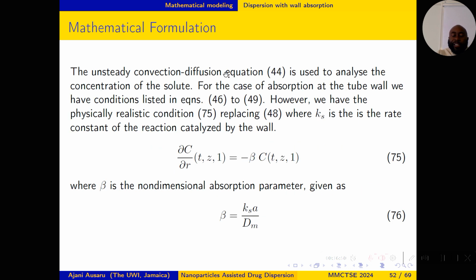So the unsteady convection diffusion equation you would have seen previously, equation 44, is used to analyze the concentration of the solute. However, we would have to adjust for the physically realistic condition where now we have condition number 75, seeing that we have an absorption at the wall of the tube. So here we have the mass transfer Biot number, beta, which is the absorption parameter, since now we have absorption at the tube wall.